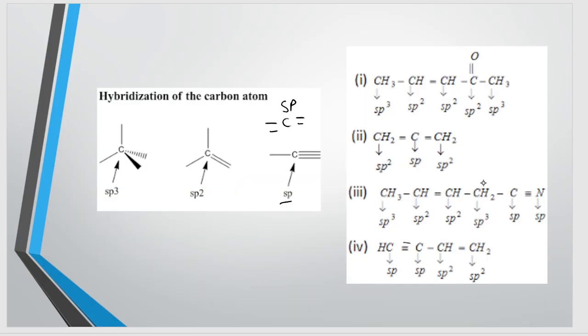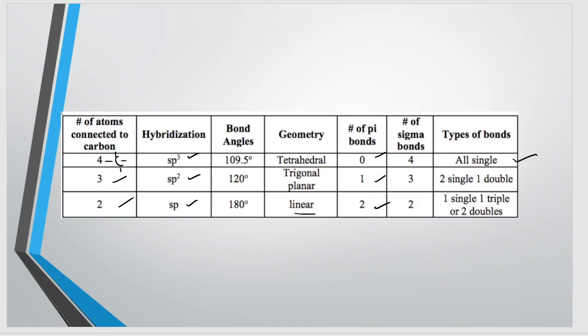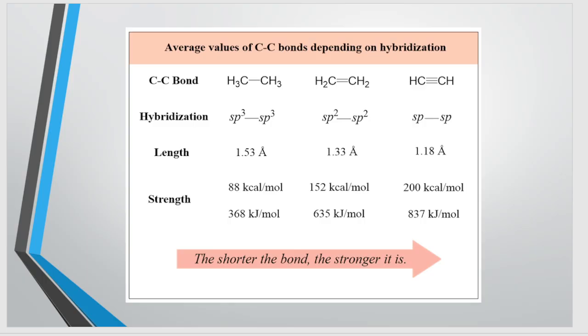And you can check even more examples here. One more important point here: if the carbon attaches to nitrogen through a triple bond, then also we can say that it is an sp hybridized carbon atom. Okay, now let's move to the next one.